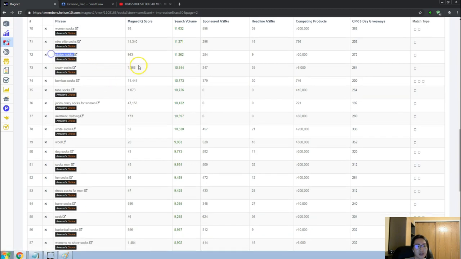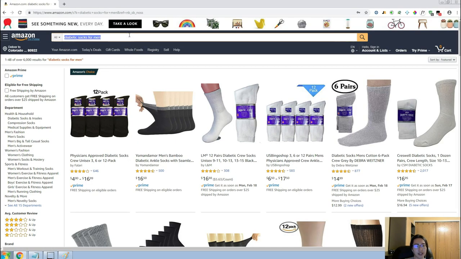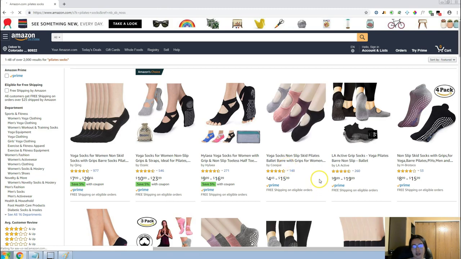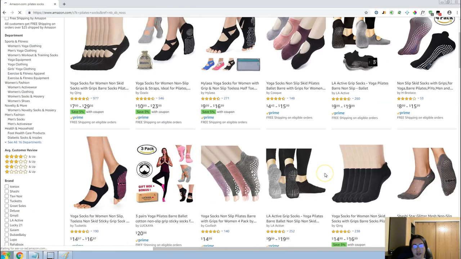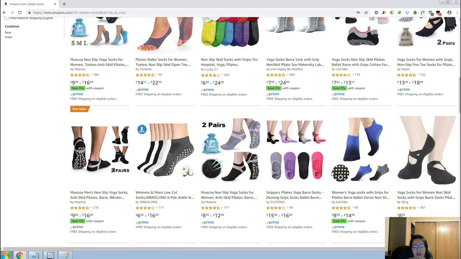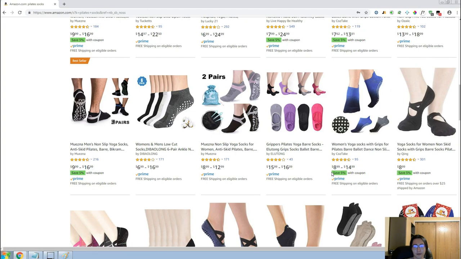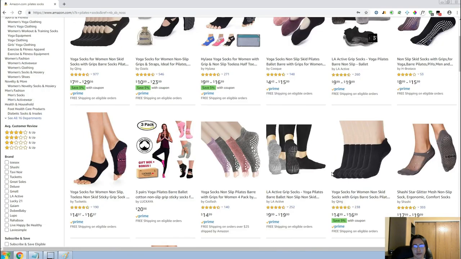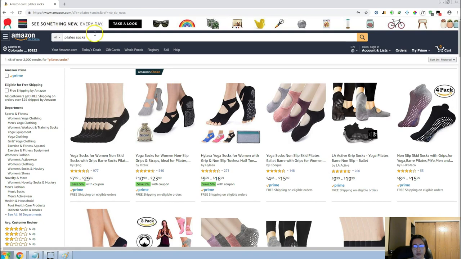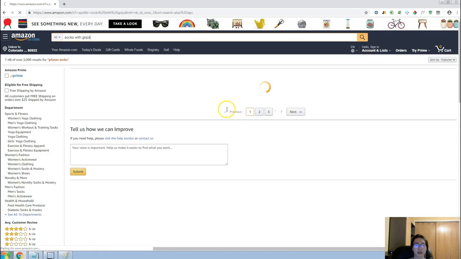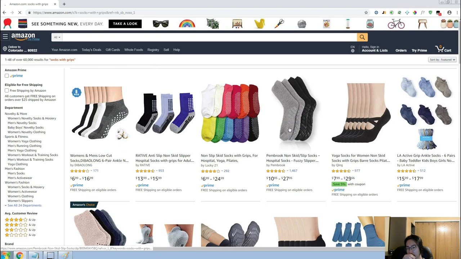Pilates socks? Why would you need socks just for Pilates? Oh, to stop slipping? Oh, okay, that's what Pilates looks like. Is Pilates exclusively for women? Guys do Pilates, right? Like stretching and yoga.